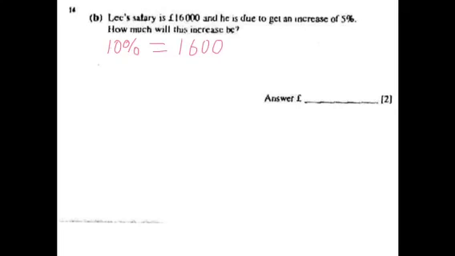And then the 5% will just be half of that. So 5% will be 800. And that's what we're asked. We're not asked to add that on and work out how much his final salary will be. We're asked to work out what the increase will be. So there we have the answer, £800. The salary will be increased by £800.